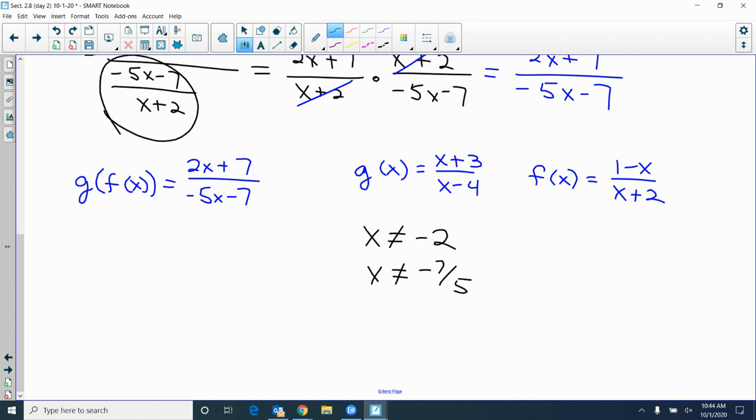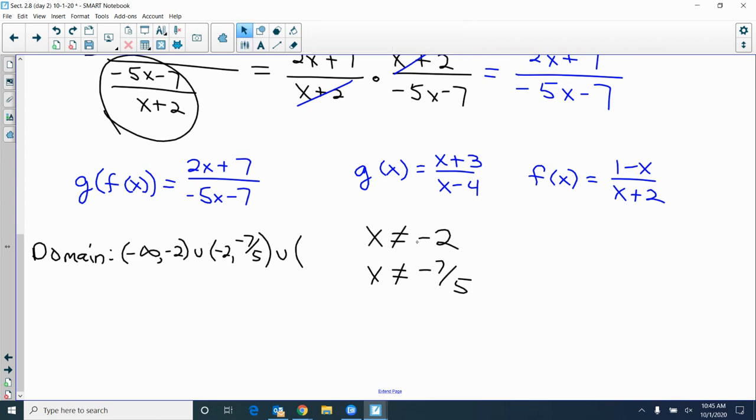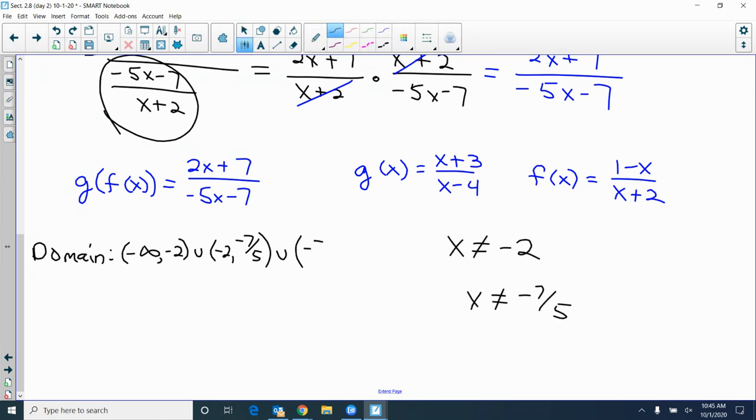All right, so now put it in interval notation. So the domain is negative infinity to, which one do we come to first? Negative 2, right? Union. Negative 2 to negative 7/5. Union. Negative 7/5 to infinity. Okay?